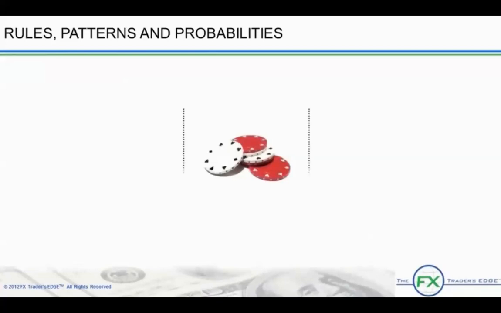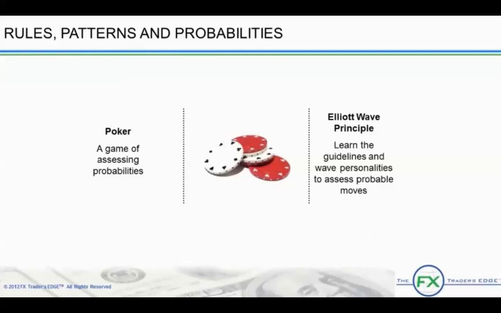Poker is a game of assessing probabilities of the success of the cards in your hand. By learning the Elliott Wave targeting guidelines and wave personalities, you will be able to assess probable moves. You want to be in those high probability setups.